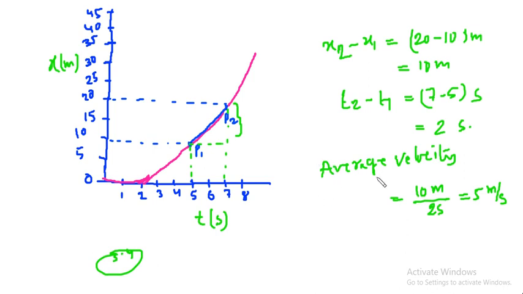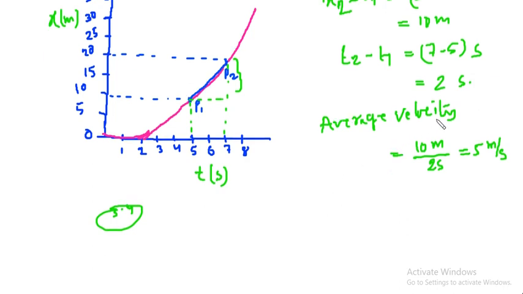And in case of one dimensional motion, the convention is that when the velocity is positive, it means that it is moving in the positive x direction. Okay, so if you say that average velocity is 5 meter per second, it will be understood that it has direction in the positive x direction. Okay, so it's okay.